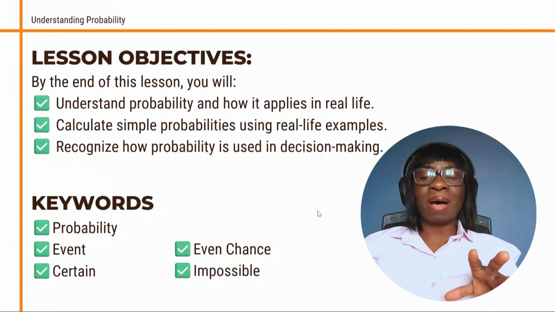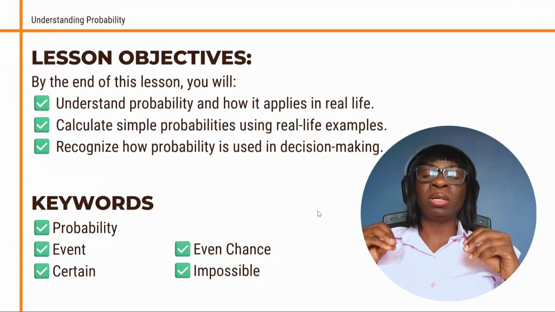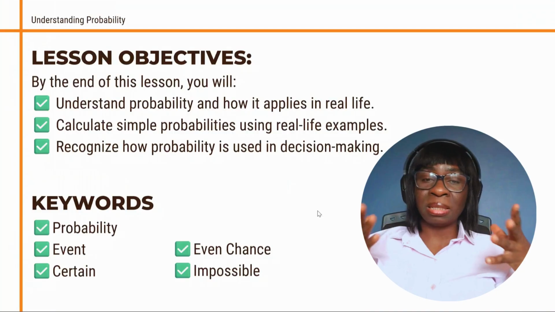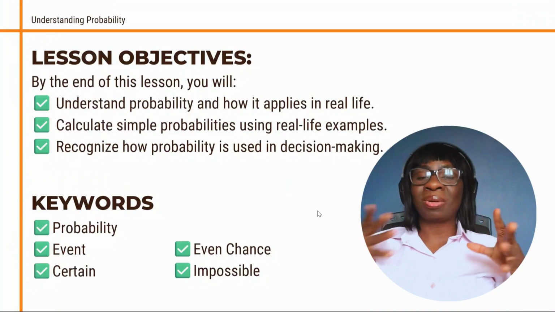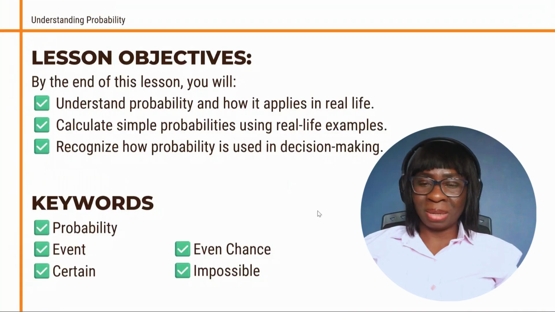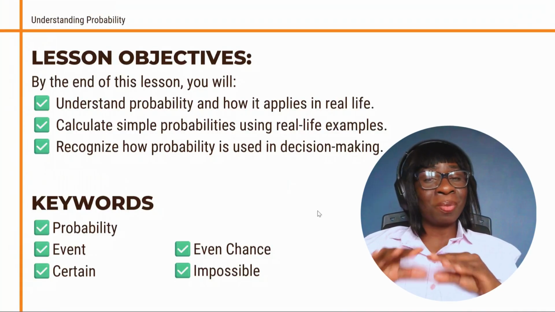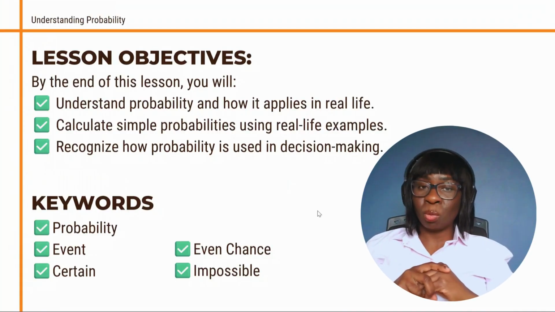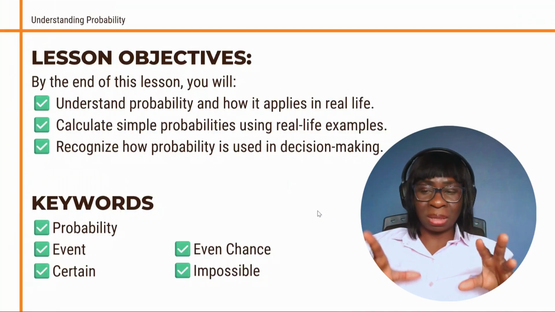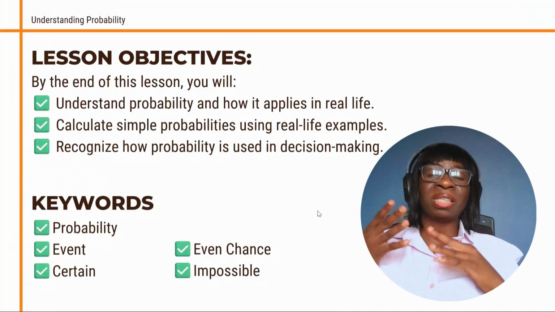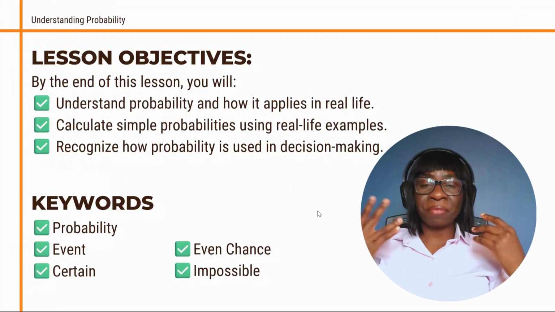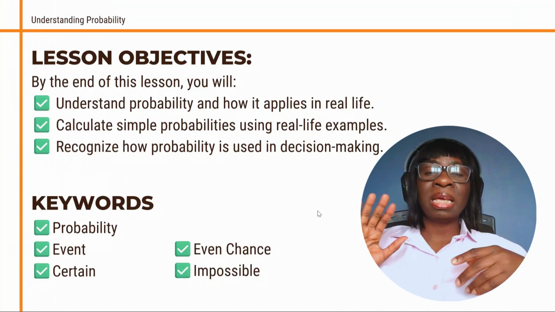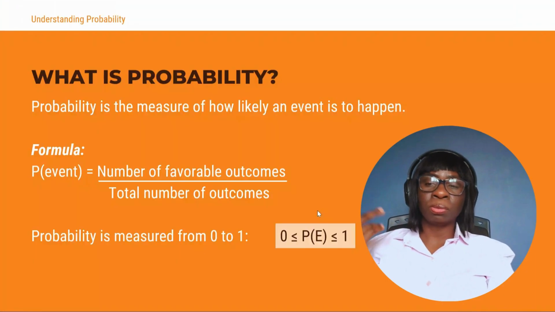So these are the lesson objectives. You will understand probability and how it applies in real life, and then you will be able to calculate simple probabilities using real life examples, and you will recognize how probability is used in decision making. And here are the major keywords that you'll be using in this class. We have probability, I have explained what it means. Then we have event, certain, even chance, and impossible.